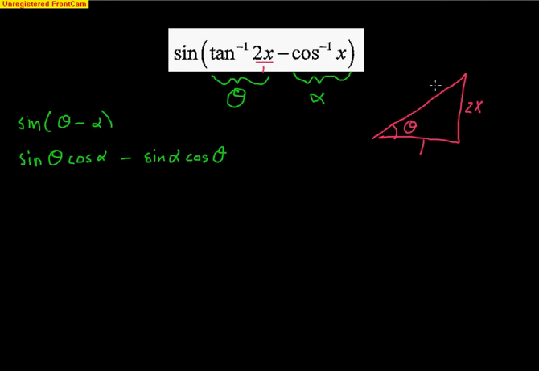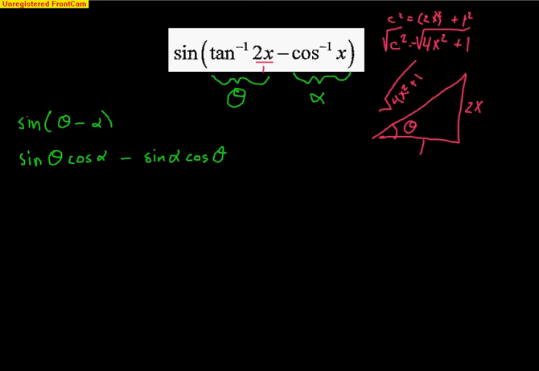So the hypotenuse squared would be 2x squared plus 1 squared. So I get c squared equals 4x squared plus 1. Square root. So this missing side right here would be the square root of 4x squared plus 1. That's very helpful. Let's do the same thing again now with alpha.